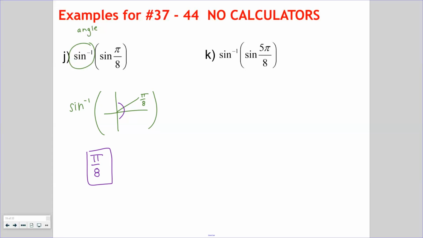Okay, but we get to the next example and we see this. Again, our final answer is going to be an angle because it's coming from that inverse sine. But I'm going to sketch 5 pi over 8 really quickly. So 5 pi over 8, here's what I know. I know that pi radians, or 180 degrees, is 8 pi's over 8. 90 degrees is 4 pi's over 8. So 5 pi over 8 is sitting here. That's how I do radians.